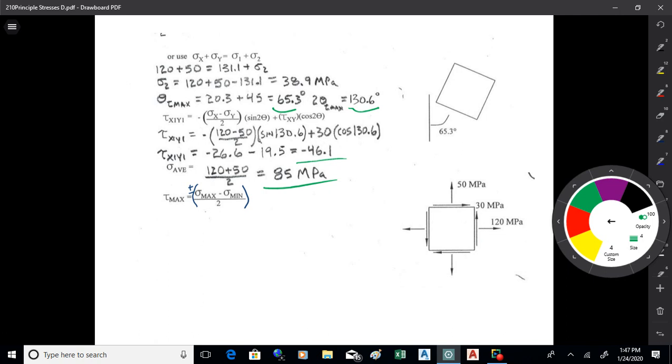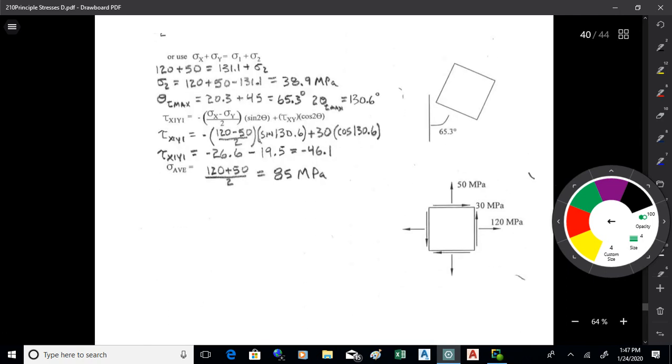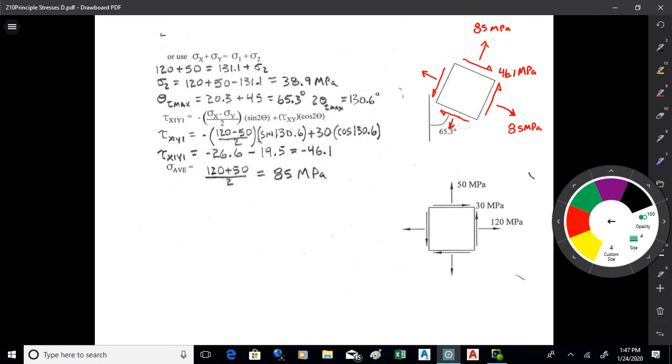Okay, so what's going on there? You check out the angle, it's 65.3. You check out the shear stress, it's a negative. So put the negative 46.1 at the proper angle, and then everything comes off of that. So something like that. Good with that? Okay. So I've got the maximum shear stress, and then I've got the average normal stress on there.